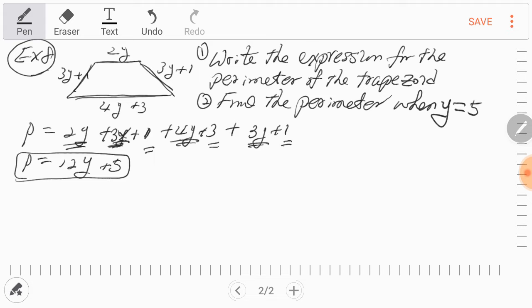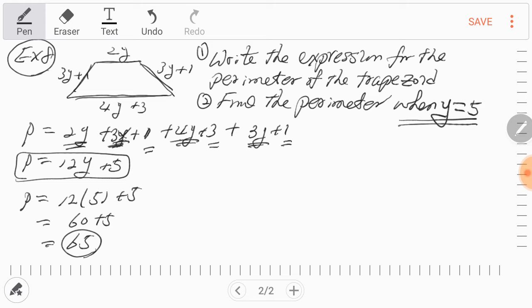And the second question is, when the value of y is 5, find the perimeter. So the y value is 5, so replace this y with 5, and then evaluate. So 60 plus 5 is 65. So the perimeter is 65.